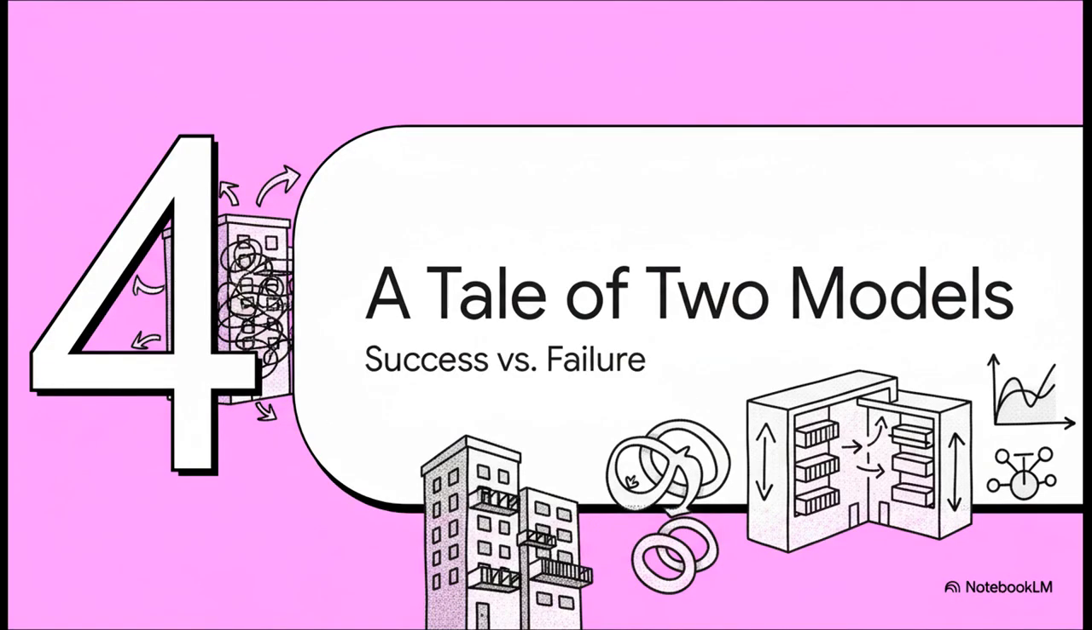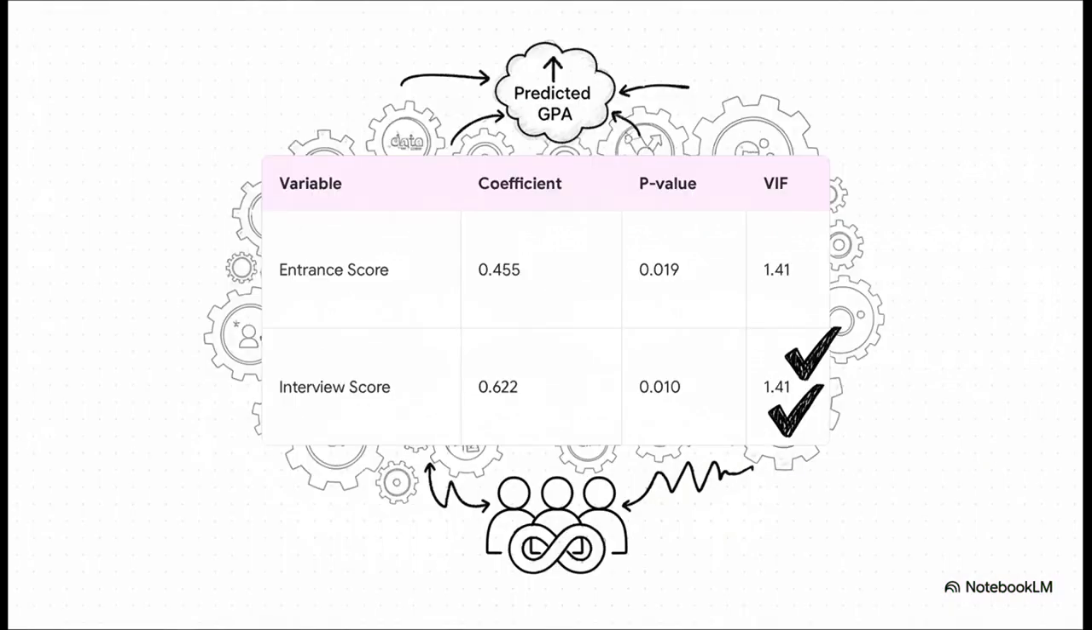All right, let's see this in action. We'll compare our confusing apartment model to a totally different model where the predictors actually work together beautifully, even though they're still a little bit correlated. Okay, check out this model. It's predicting a student's GPA based on their entrance and interview scores. Now, these two scores are definitely related, but look at their VIF scores on the right, just 1.41. That's super low. This is what we'd call a healthy level of correlation, and because of that, both predictors stay strong, significant team players with fantastic p-values.